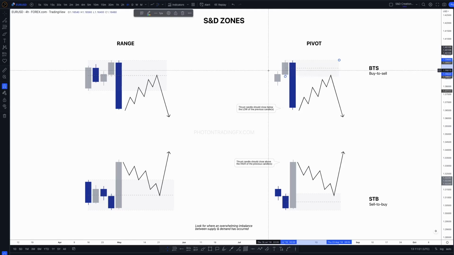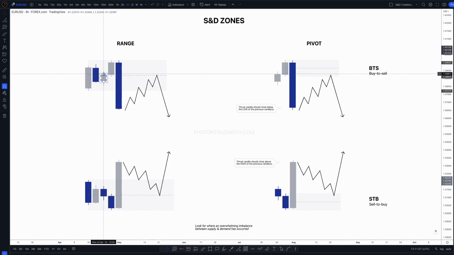You will figure out what you want to do over time, and we'll talk about that as we go on. But hopefully now you can see the basics of what we're trying to do here. We're looking for where there was a pause in the market, and then did pure momentum come in, right, where an overwhelming imbalance between supply and demand has occurred? And ideally you want to see price close above the previous candle's high if it's demand, and the previous candle's low if it's supply. And then once that happens, you can draw your zone on.